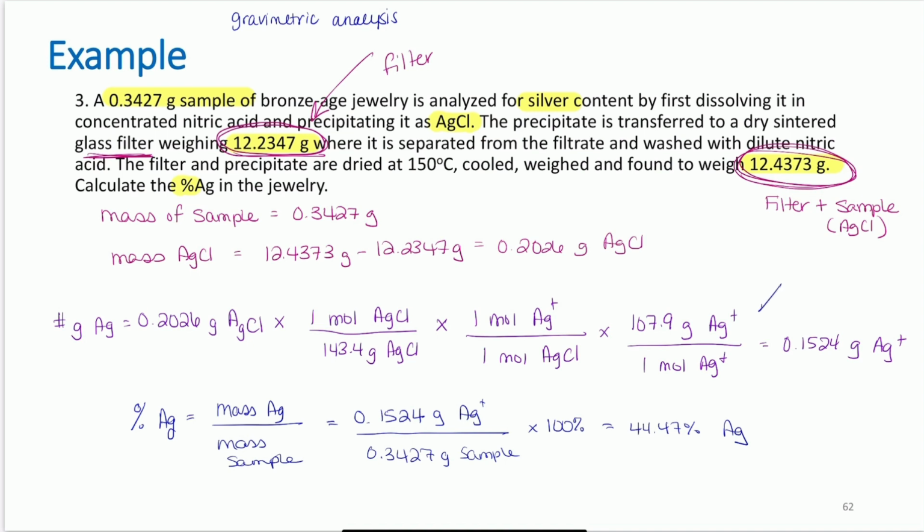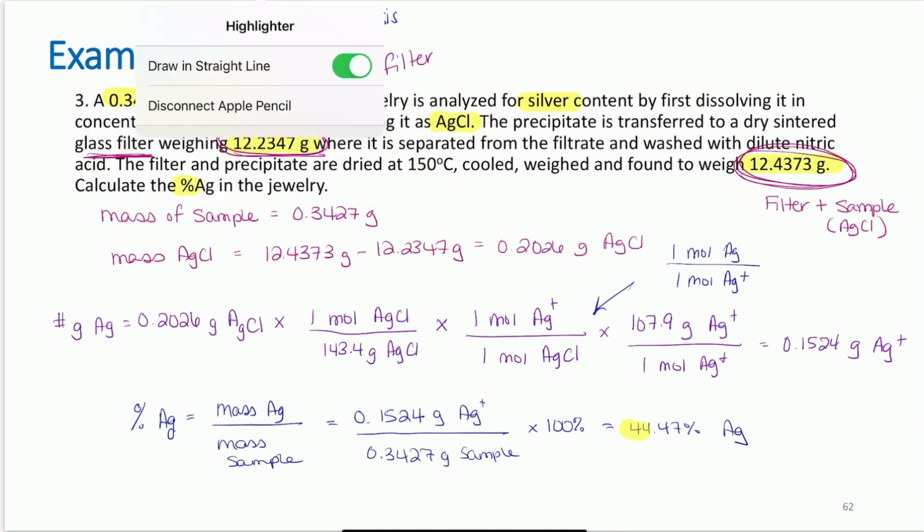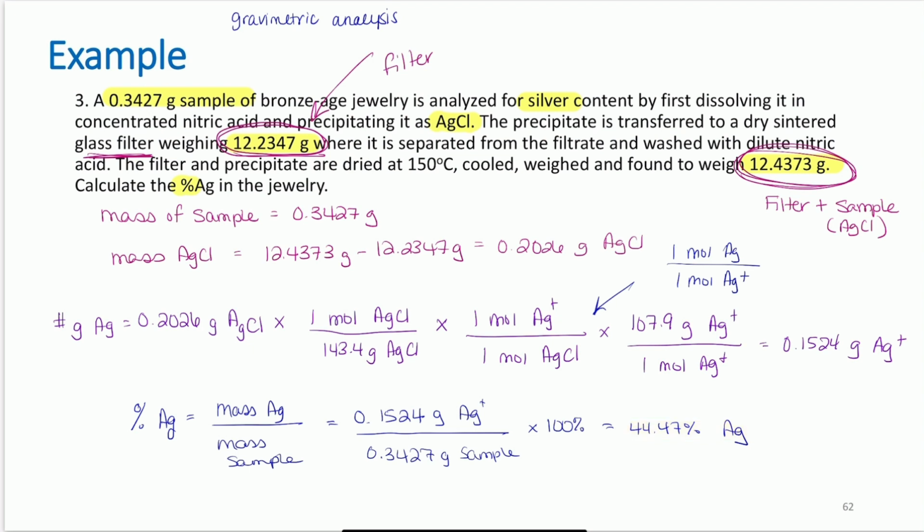Now I didn't show it here, but I could do one more conversion that just shows 1 mole of silver for every 1 mole of silver ion. I'm not worried if you show that or not. It's basically the same thing at this point because it's a 1-to-1 relationship. But the important part here is what we're trying to find. Sorry, I was trying to highlight the different color. 44.47% of that jewelry sample is actually comprised of silver.